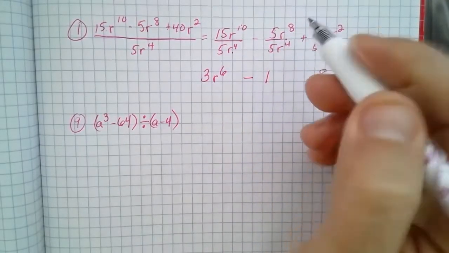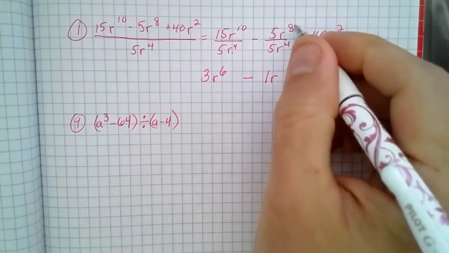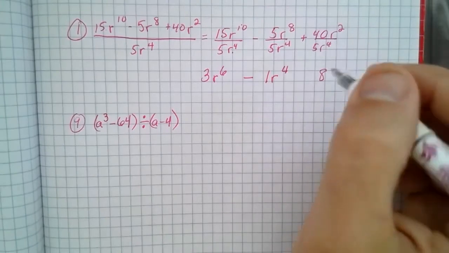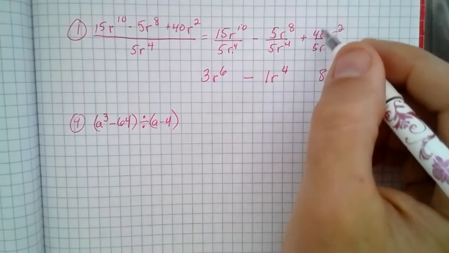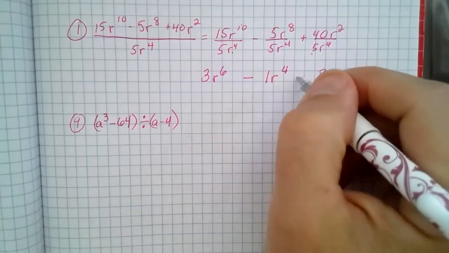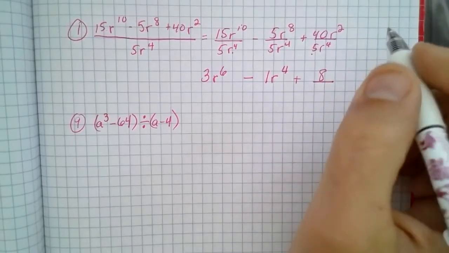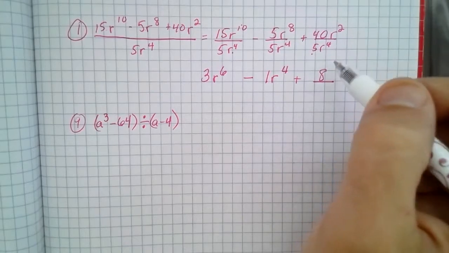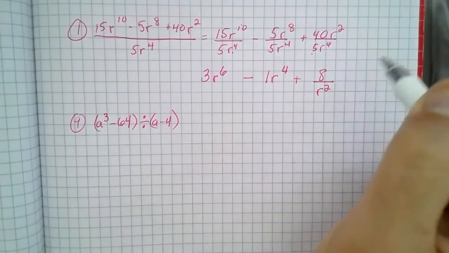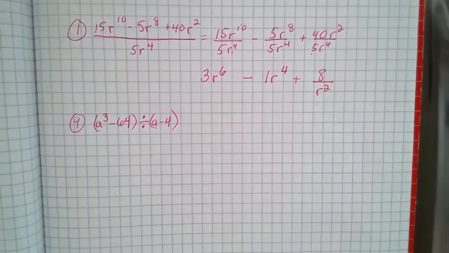Power is bigger on top, so we're going to keep the R in the top of a fraction. 8 minus 4 is 4. Last term here, we have the 8 that's going to be up top because it's 40 divided by 5. But now the power is bigger in the bottom, so we're going to have a bottom to a fraction here. And what we're going to do is keep the R in the bottom and subtract. 4 minus 2 is 2. That one's done.